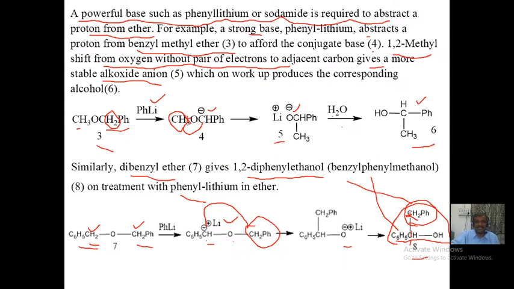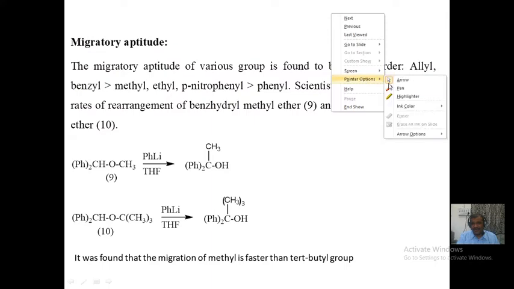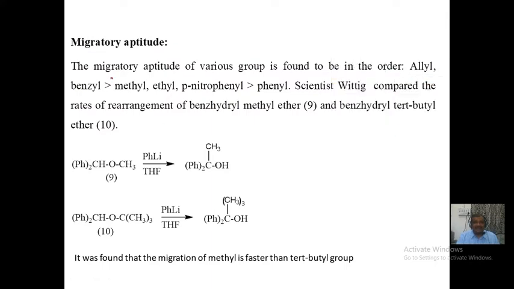So this is migratory aptitude, friends, now, right. The migratory aptitude of various groups, studies found, is in the following order. Allyl group migrates faster, then benzyl, then methyl and ethyl, almost the same, even para-nitrophenyl also, then phenyl, etc., friend.